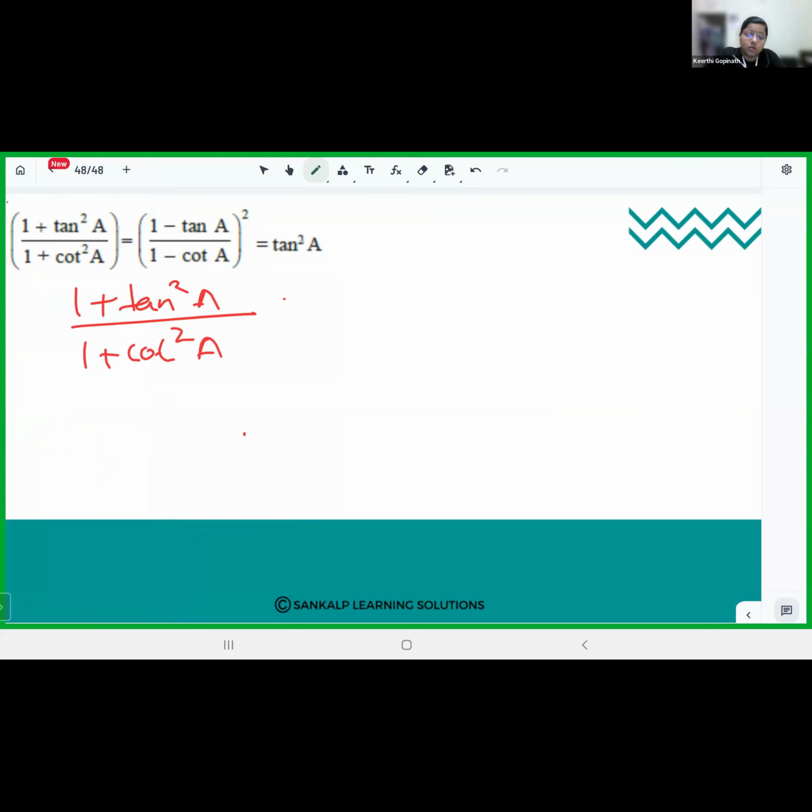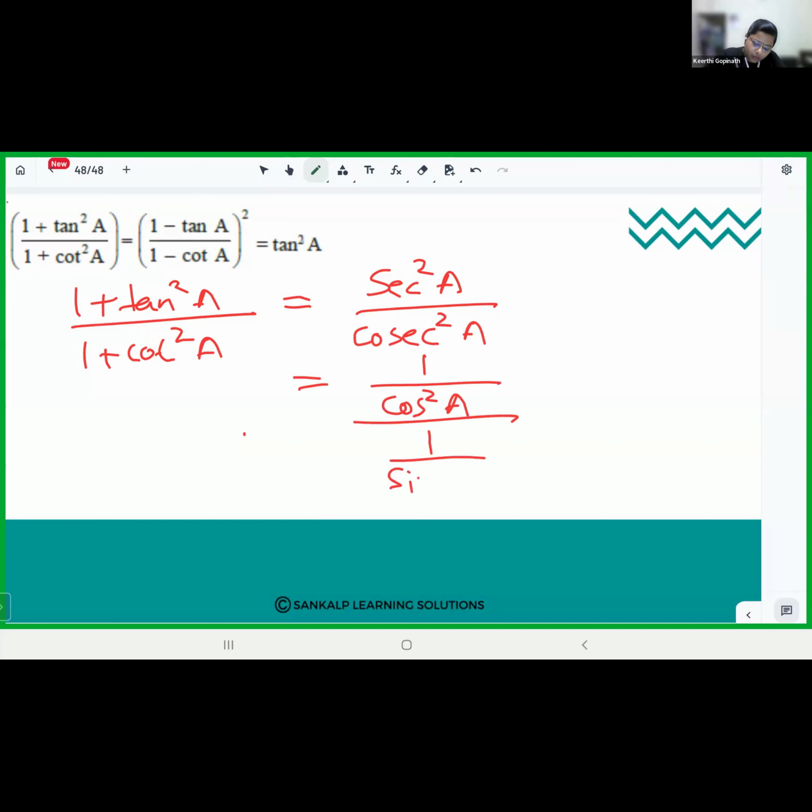So this can be written as, what is 1 plus tan square A? According to the trigonometric identity, 1 plus tan square A is nothing but sec square A. What is 1 plus cot square A? It is nothing but cosec square A. Is that clear to you? Now, how can you write the sec square A? You can write sec square A as 1 by cos square A by 1 by sin square A. Alright? Now, take this reciprocal. So 1 by cos square A into sin square A by 1. That is sin square A by cos square A itself. So what is sin square A by cos square A?